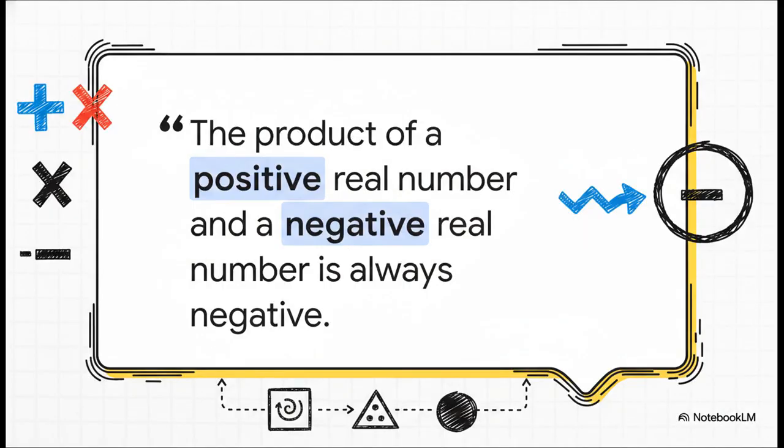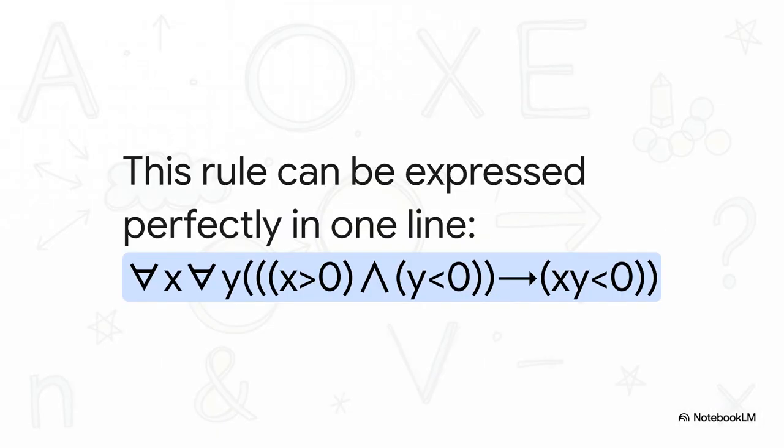Okay, let's do one final example to bring this all home. Here's a simple rule you definitely learned in math class. It's a fact about how numbers work. So the question is, how can we use predicate logic to state this rule with absolute perfect mathematical precision? Boom, there it is. That one single line of logic says everything we need it to, perfectly.